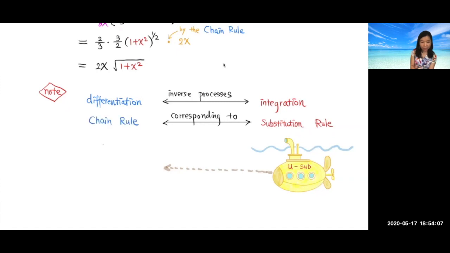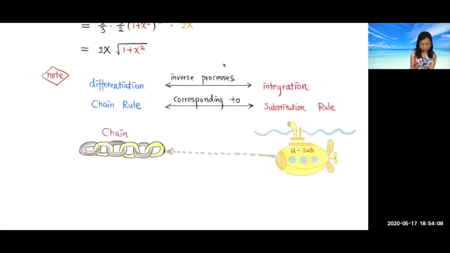So imagine that you have a chain right here. This is the chain, and it's actually pulling this submarine right here. U sub. So those are the corresponding rules. This is for integration, and this is for differentiation.